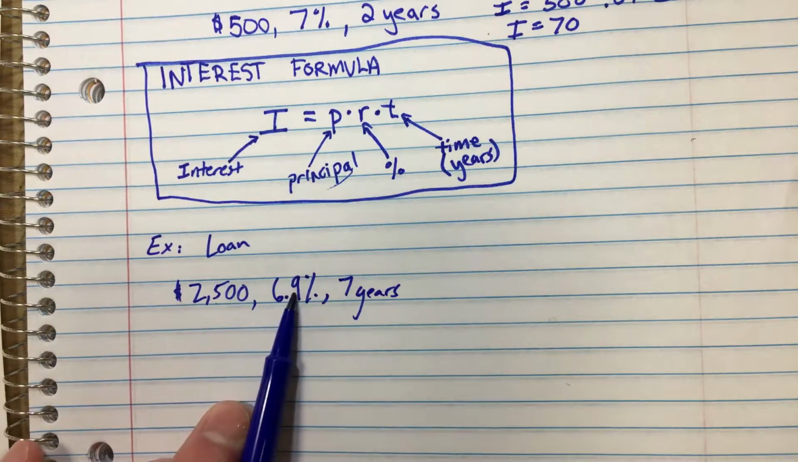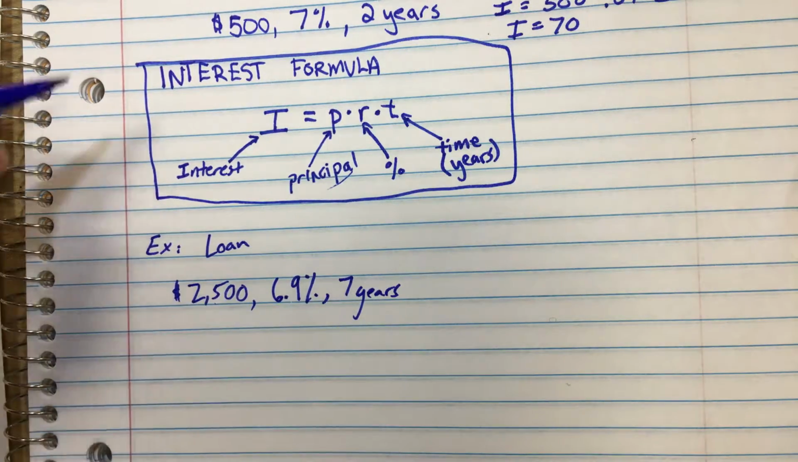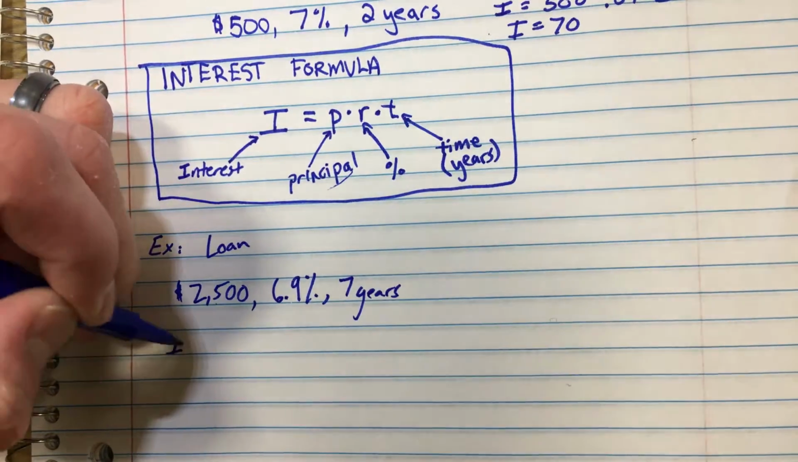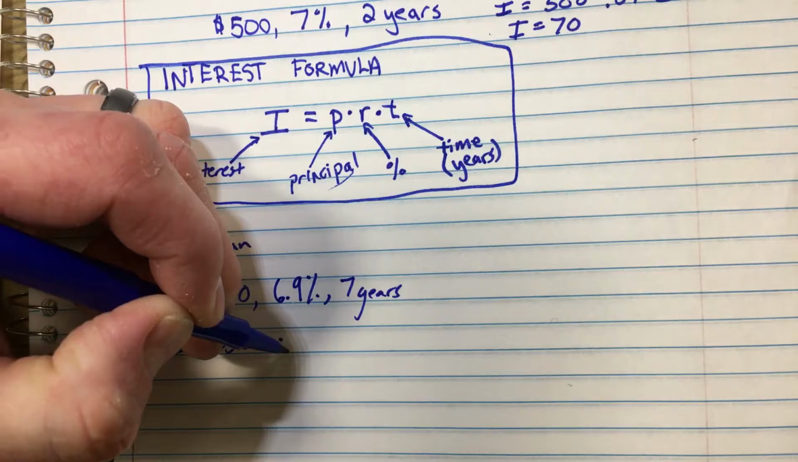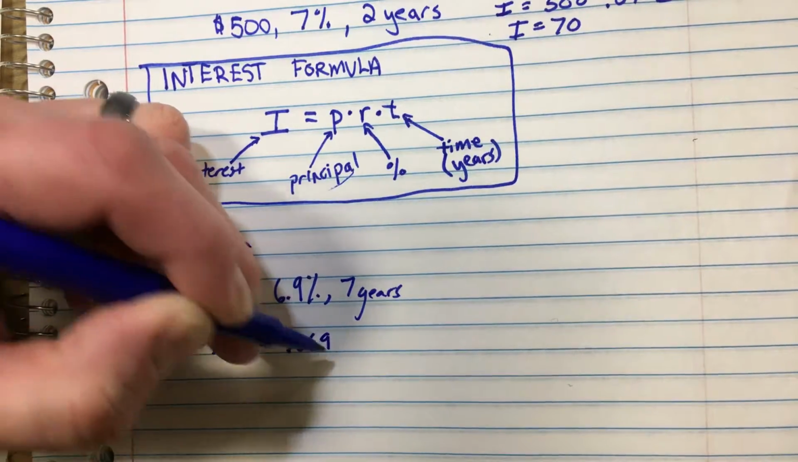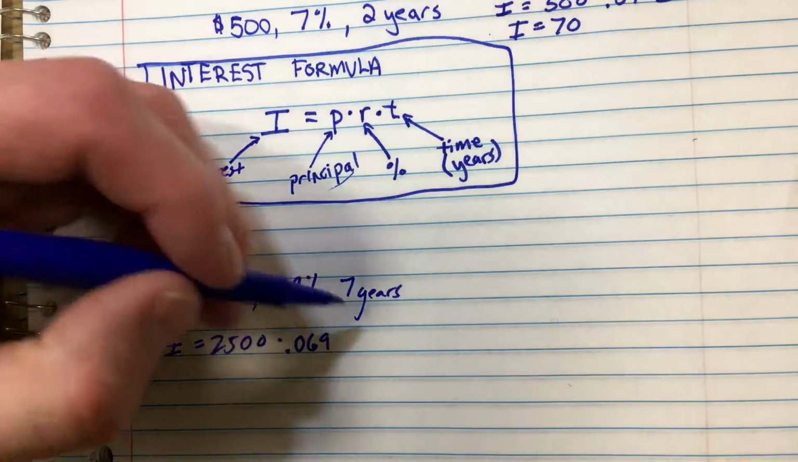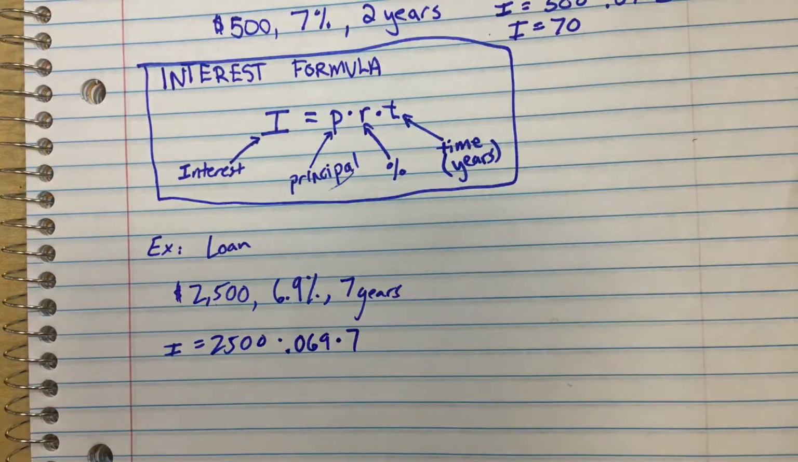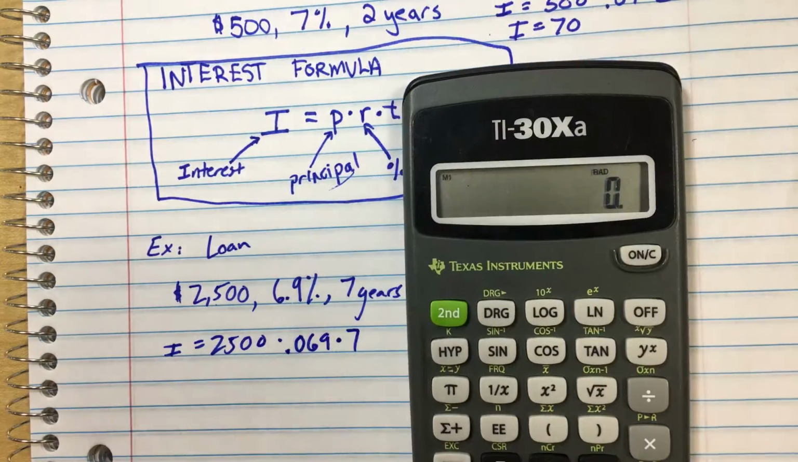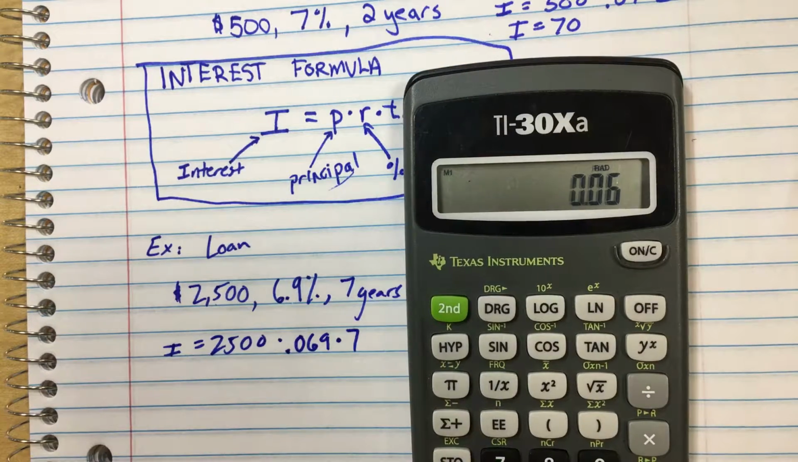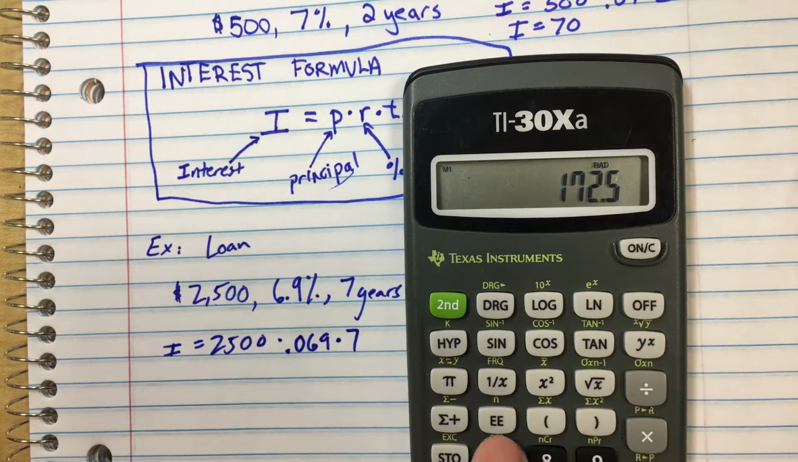Principal times rate times time. The interest formula is going to help us out. So I equals principal times rate as a decimal, 0.069 times 7. And boom, we're done. We just got to punch that into our calculator and we'll get our answer. So 2,500 times 0.069 times 7 is your answer.